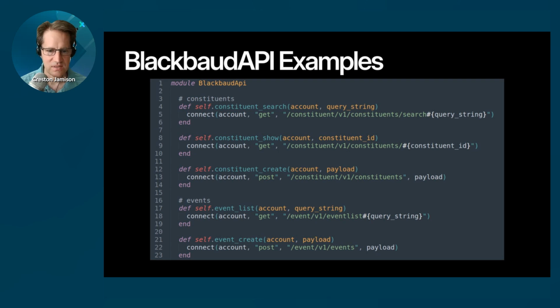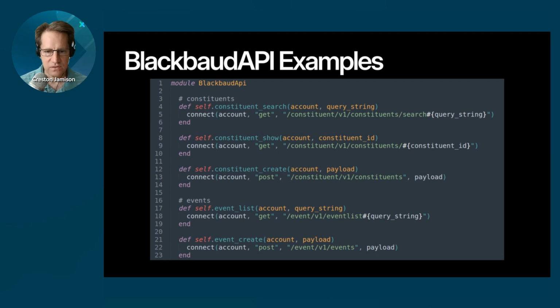And what it does, as you can tell, is all of these methods just call the connect method. We pass in the account to that method. We state whether it's going to be a get or a post. So a get is when you're going to look up information. A post is when you're usually trying to create something. There's also delete requests. And then the query string, or the URL that it needs to send to. So this is the actual endpoint that it needs to send information to. So on line 5, you can see this is the constituent v1 constituent search, including a query string in it.